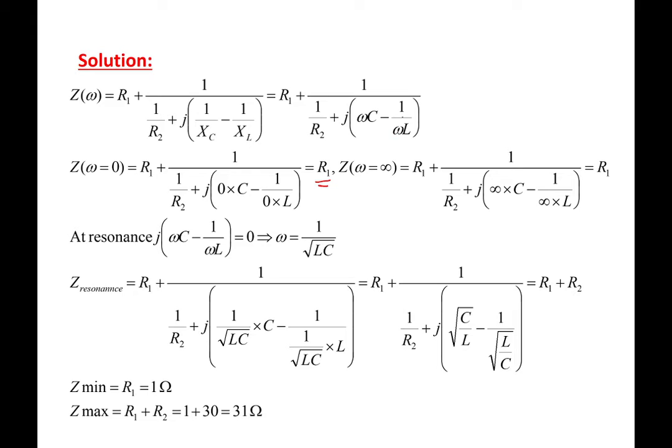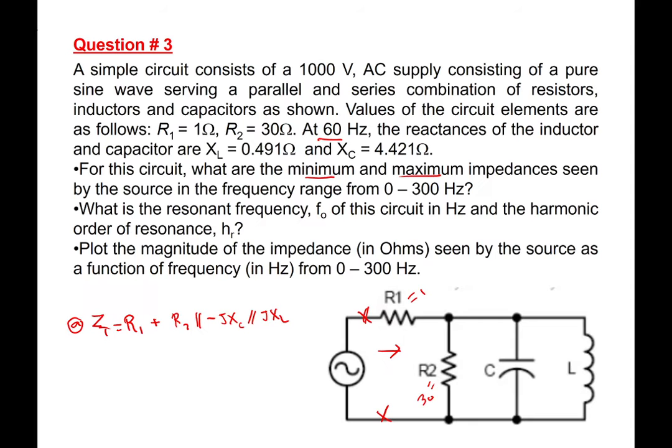At infinity frequency, 1 over infinity is 0, right? But 1 over infinity will be 0. So the total resistance will be again R1. Whereas at resonance that and that will cancel, and as a result the total will be R1 plus R2. So at resonance the total impedance will be R1 plus R2. Therefore the minimum impedance will be R1, and the maximum impedance will be R1 plus R2.